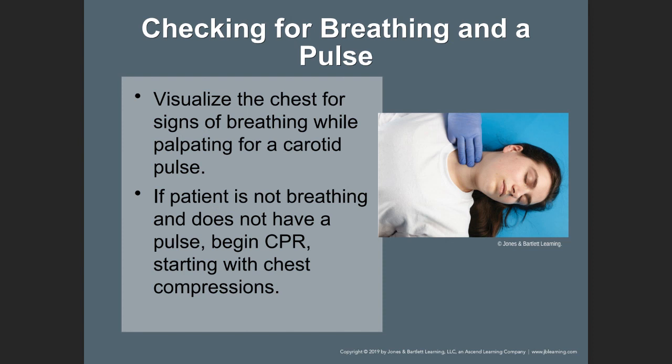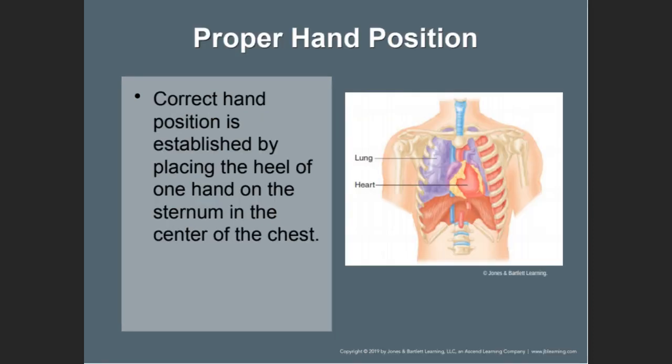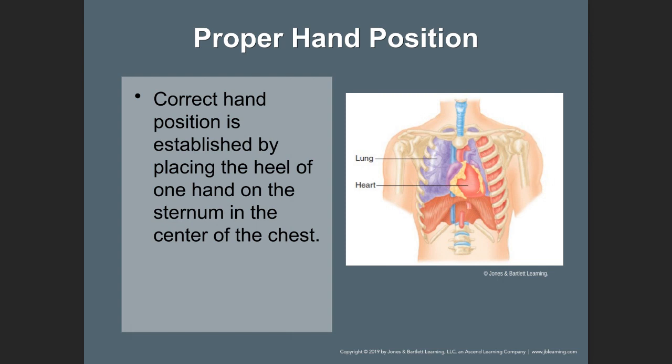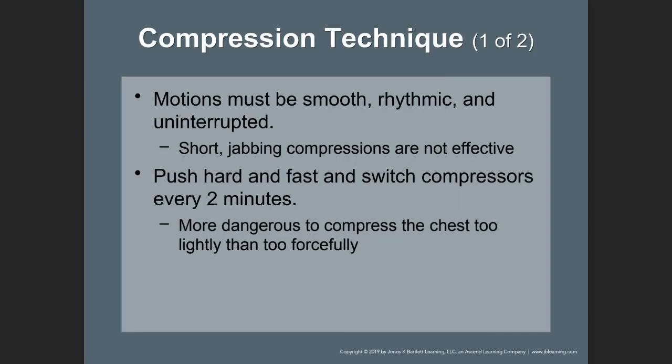All right. Checking for breathing and pulse. Visualize the chest for signs of breathing while palpating for a carotid pulse. If the patient is not breathing and does not have a pulse, begin CPR starting with chest compressions. Proper hand position. Correct hand position is established by placing the heel of one hand on the sternum in the center of the chest. Compression technique. Motions must be smooth, rhythmic, and uninterrupted. Short jabbing compressions are not effective. Push hard and fast and switch compressors every 2 minutes.